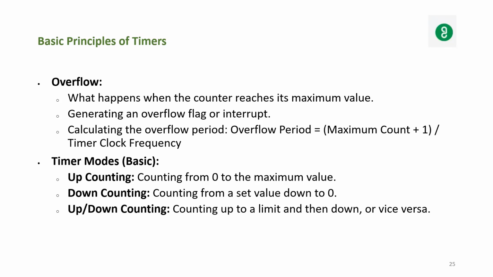There is up counting from 0 to the maximum value, and down counting from the maximum set value to 0. With up-down counting, the counter counts to a limit and then back down, and vice versa.